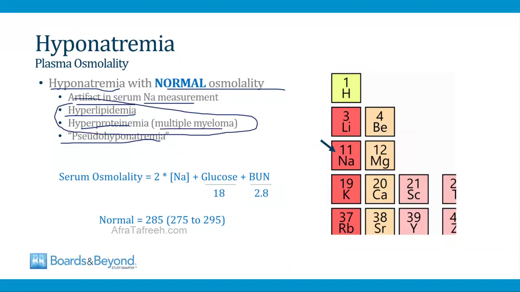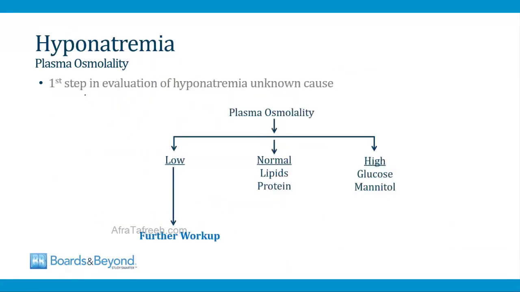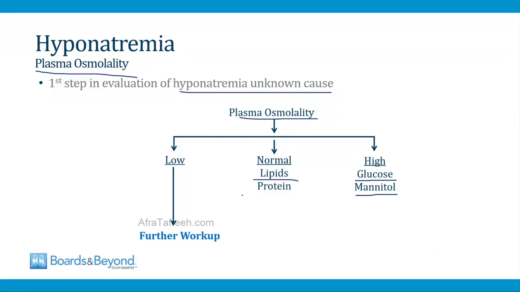And of course, multiple myeloma is the classic pathologic condition where high protein levels in the blood interfere with measurement of serum sodium and make it artificially low. So putting this all together, measurement of the plasma osmolality is the first step in evaluating hyponatremia of an unknown cause. If the plasma osmolality is high and you have hyponatremia, then that means that patient has hyperglycemia or they are being treated with mannitol. If the patient has hyponatremia and the plasma osmolality is normal, then that patient has high levels of lipids or proteins in the blood.